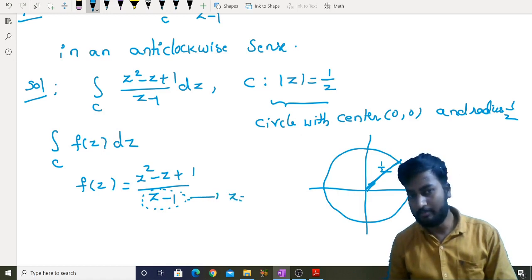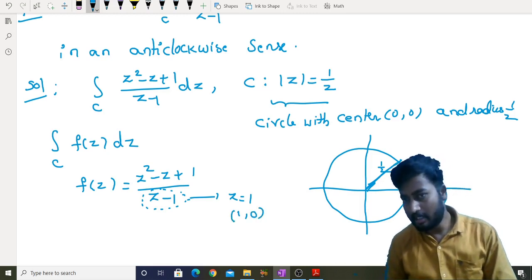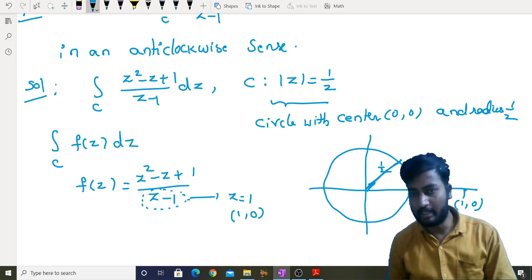So z equal to 1 means the point (1, 0), which lies here. So this point is outside the circle. It does not belong to the circle. So z equal to 1 is outside the region. Therefore there is no problem of not being analytic. That means it is analytic in the whole circle.